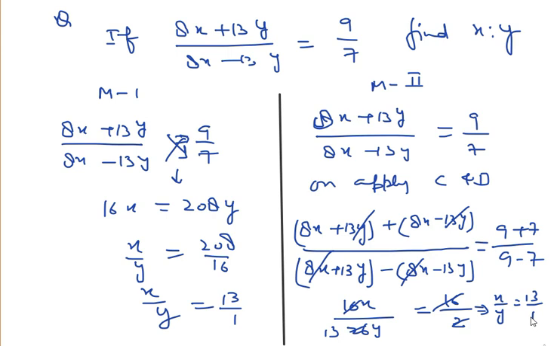So you have learned how to use componendo, dividendo, alternando, and how to get the ratio x is to y by the cross multiplication method and by using properties of componendo and dividendo, or properties of proportion. So this way you can solve your exercise and the topic ratio and proportion is complete here.